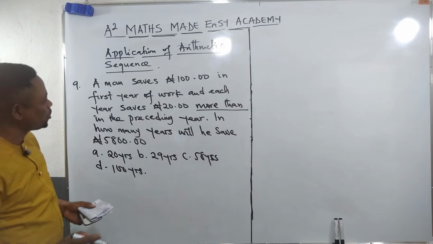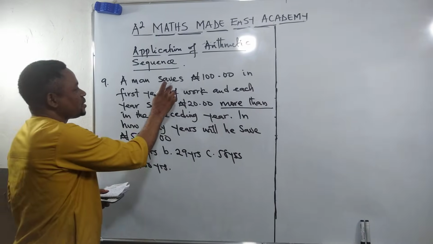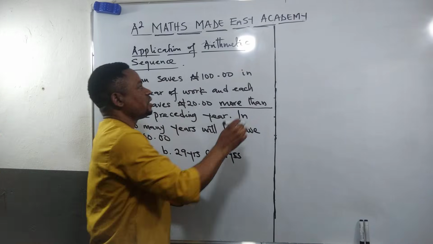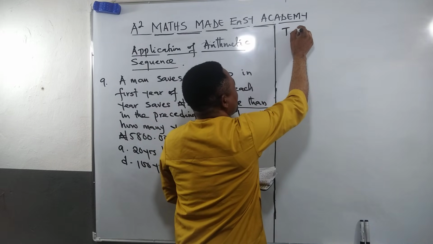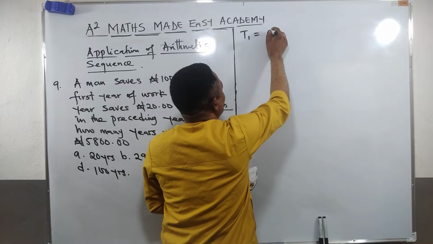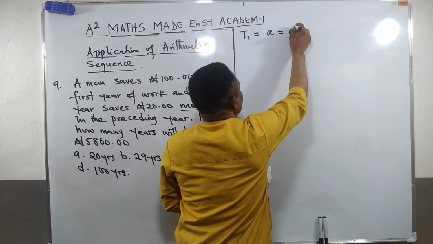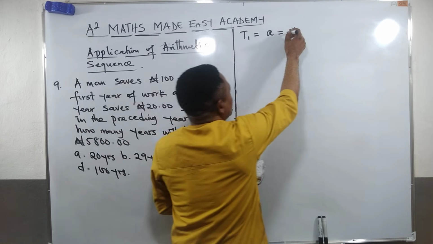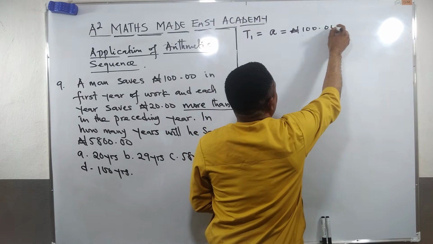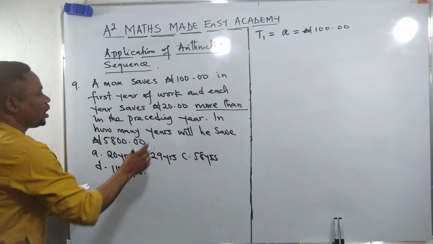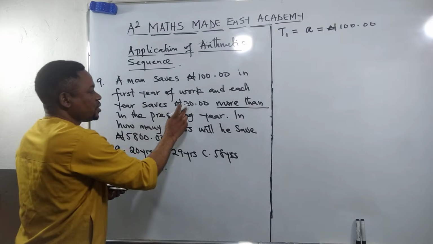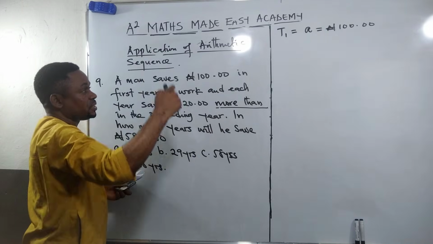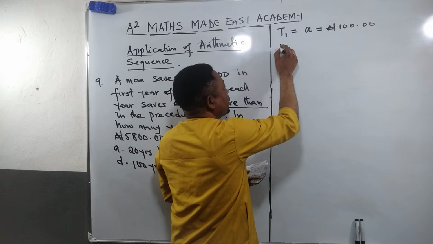Are you with me? Now I want you to observe something here. A man saves 100 naira in the first year. And the first year is called the first term, and the first term can be represented by the letter a. So the amount he saves in the first year is 100 naira. Now let's continue. And each year saves 20 naira more than in the preceding year. So we are going to migrate to the second term.